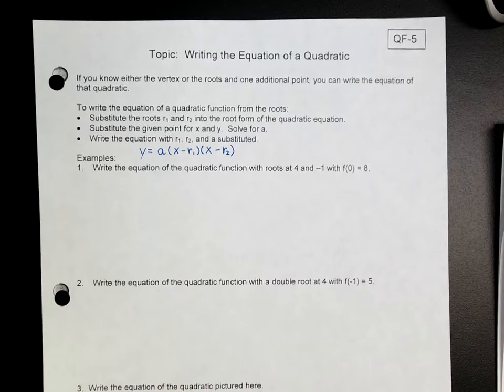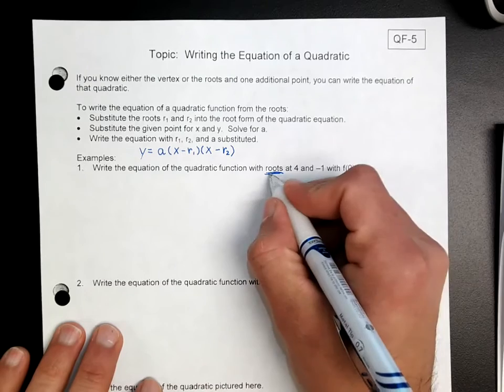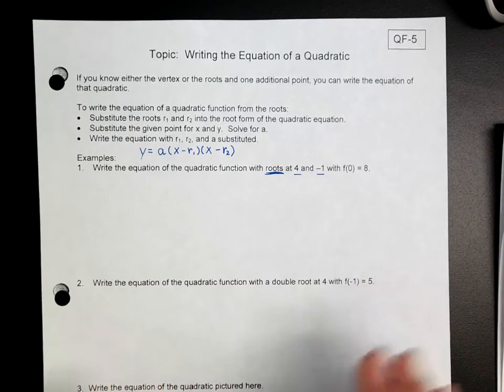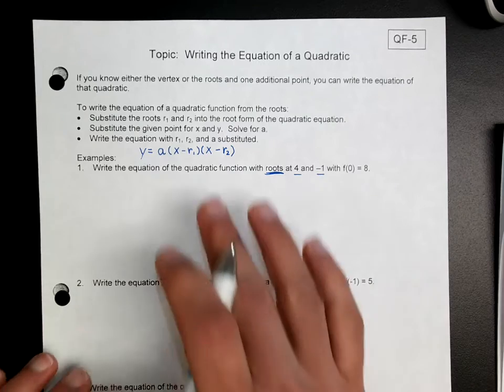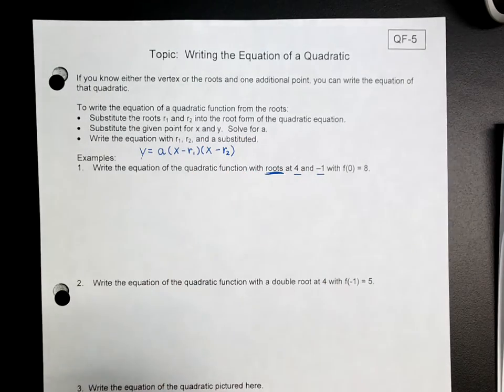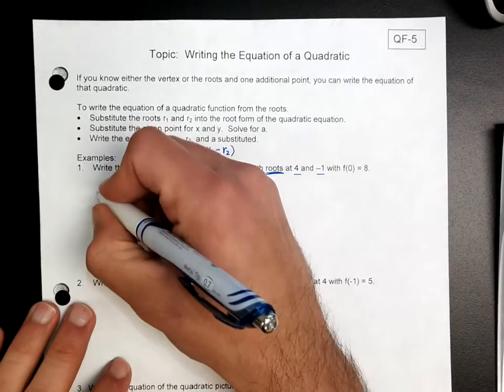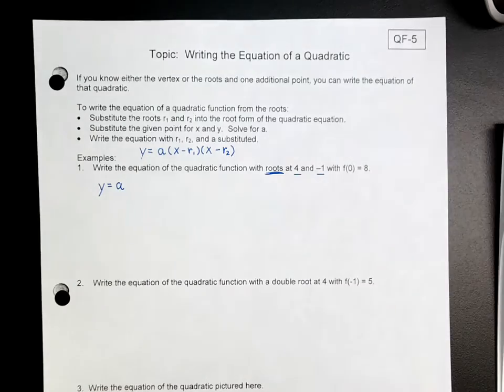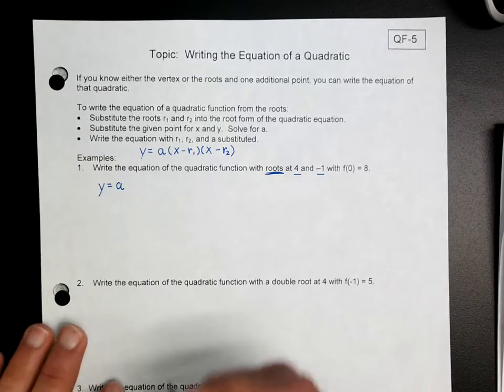Alright, so if they give you something that says write the equation of the quadratic function with roots, keyword, roots 4 and negative 1, what that means is we're actually going to do this backwards. Normally we start somewhere right here and then we break all this down. We're going to go backwards. So the first thing we have to do is write y is equal to a, because we don't know the vertical stretch. We're going to find that out.